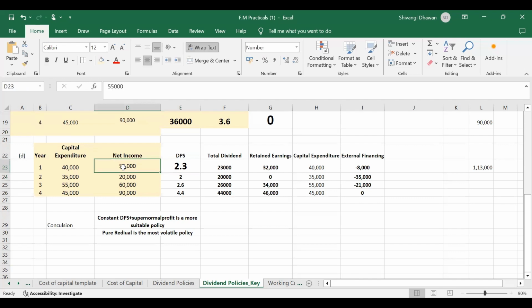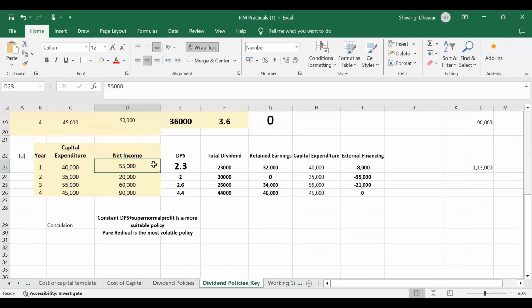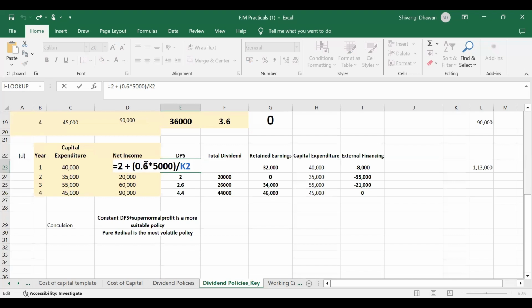So here our income is 55,000, which is supernormal, because as per this question, our normal earnings are 50,000. So we are having an additional amount, or we can say a surplus of 5,000 here. Therefore, we have taken 2, that is fixed for us, plus 60% of 5,000 divided by the number of shares in order to get this figure also in dividend per share. Then 2 plus this will give us the dividend per share as 2.3.